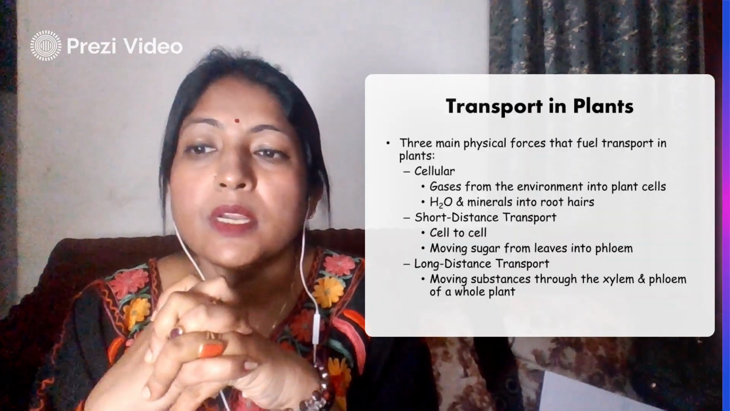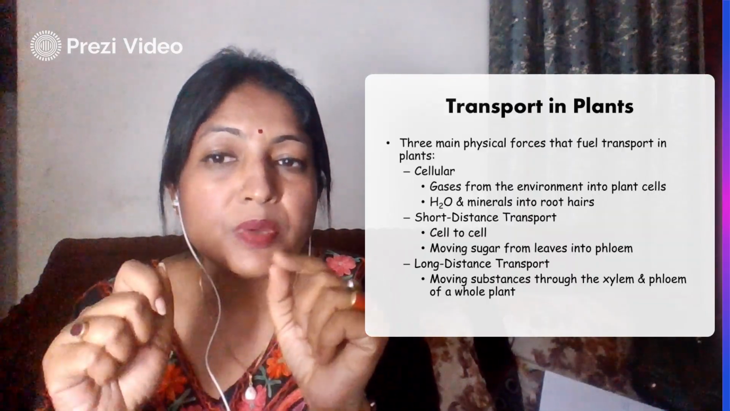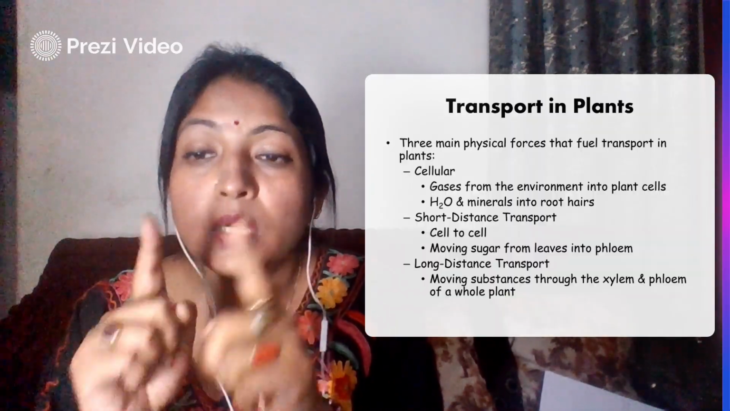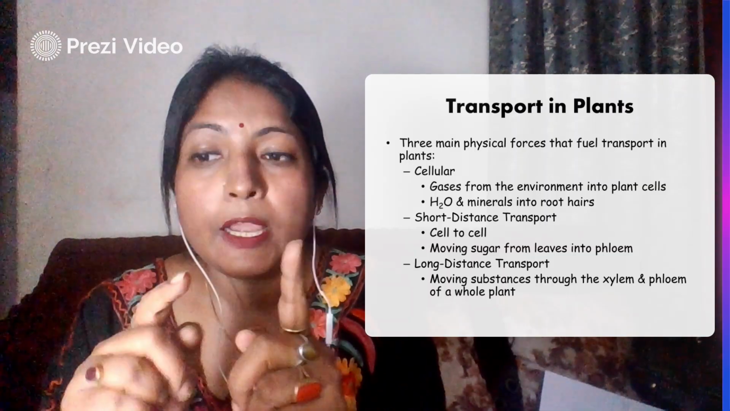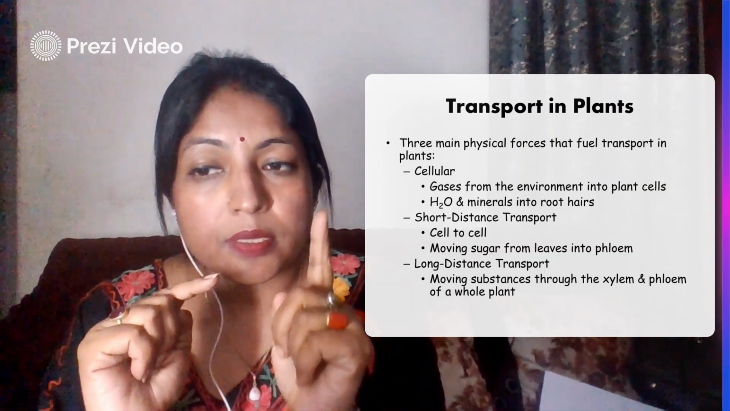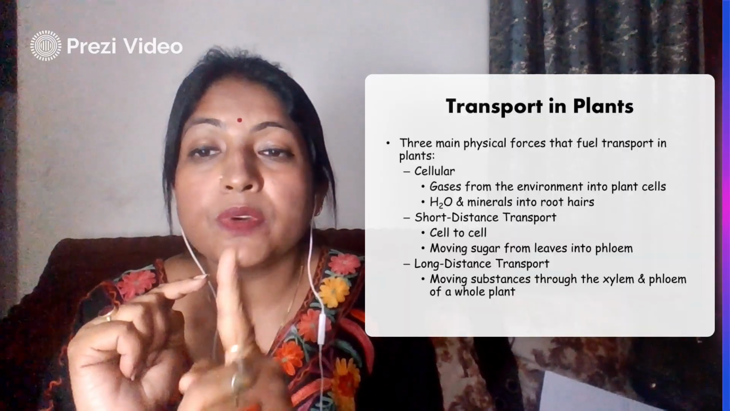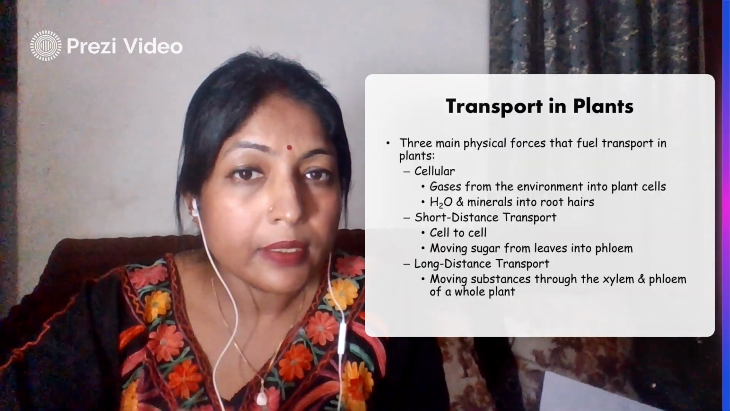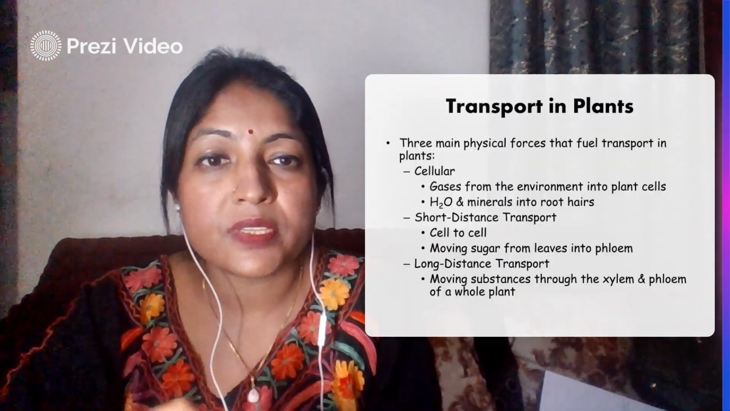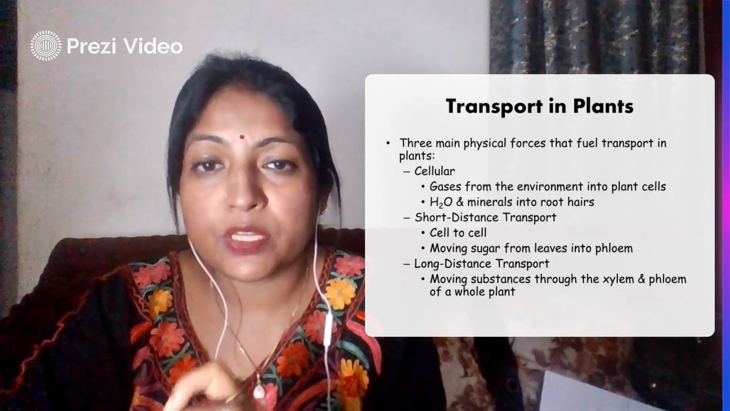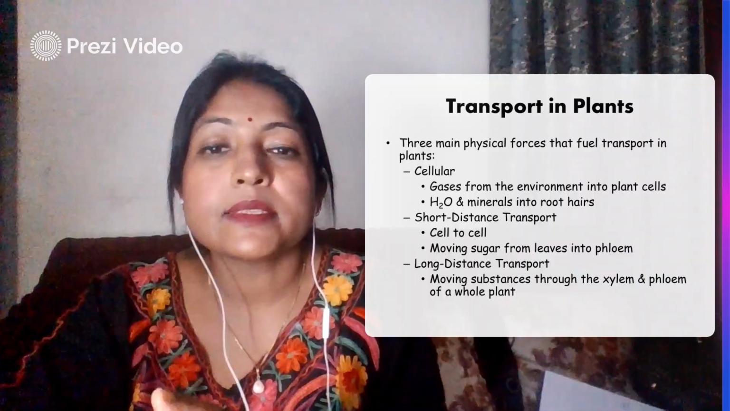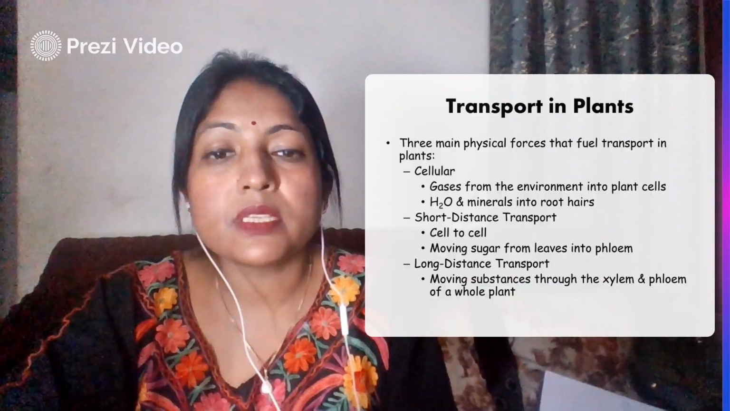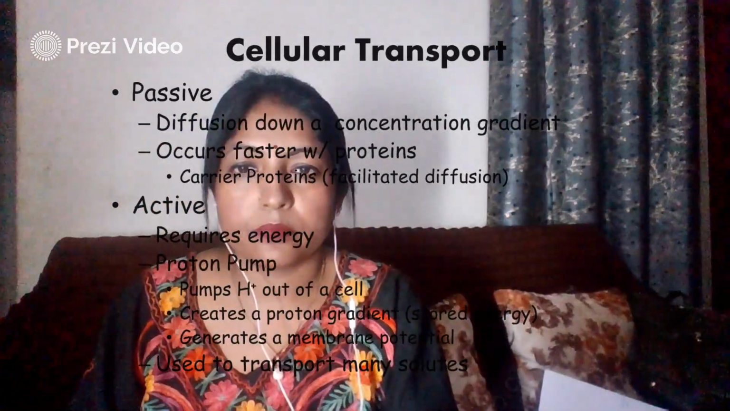Transport in plant is the movement of water, minerals and food throughout the plant to support growth, photosynthesis and survival. Plants use two main transport systems. First one is xylem and second one is phloem, and there are three main levels of transport in plants. First one is cellular, second one is short distance transport, and third one is long distance transport.